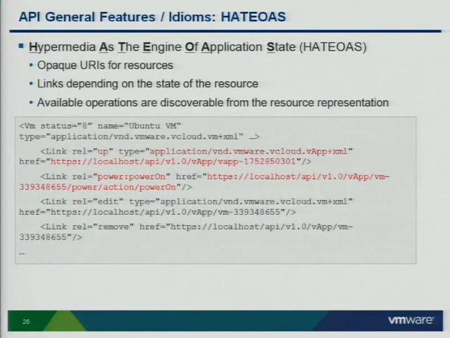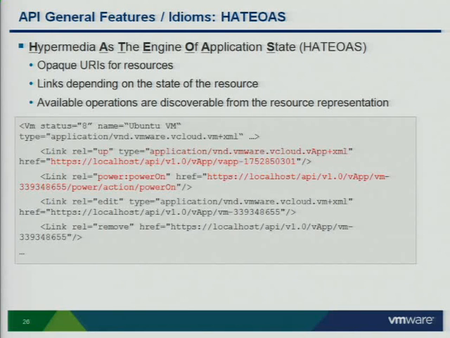Then, when I mentioned in the beginning that the vCloud API and the REST API do not need any discovery mechanism, this is what I really meant. We have URIs, and URIs are opaque. All resources are basically identified by URIs.